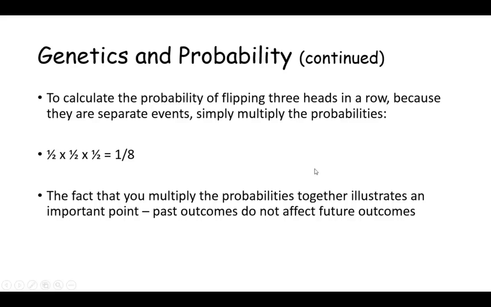To calculate the probability of flipping 3 heads in a row, because they are separate events, simply multiply the probabilities. 1/2 times 1/2 times 1/2 equals 1/8. So the probability of flipping 3 heads in a row would be 1/8. The fact that you multiply the probabilities together illustrates an important point. Past outcomes do not affect future outcomes.